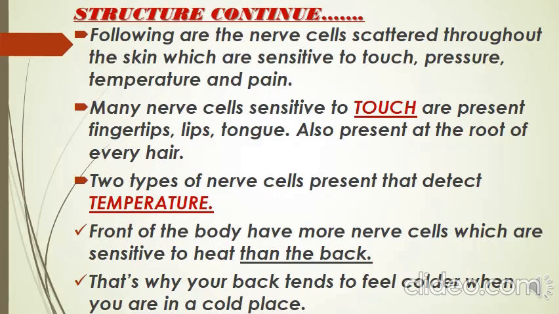So let's start with the first, which is touch. There are lots of nerve cells sensitive to touch present on the fingertips, lips and tongue. And what is their function? They tell you whether surfaces are hard, soft, rough or smooth. And it's very important to know that they are also at the root of every hair on your body.